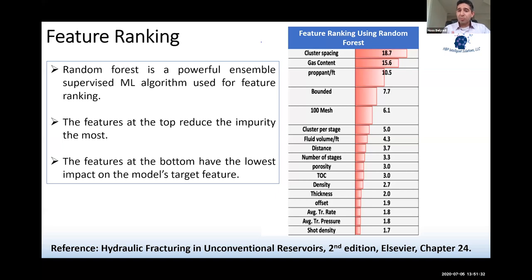That's how random forest can be used for feature ranking, and also it can be used for feature selection. You can, for example, remove some of the least important features at the bottom of the tree if you would like to. Okay. So remember, the features at the bottom have the lowest impact on the model, and the features at the top have the largest impact on the model. Okay.